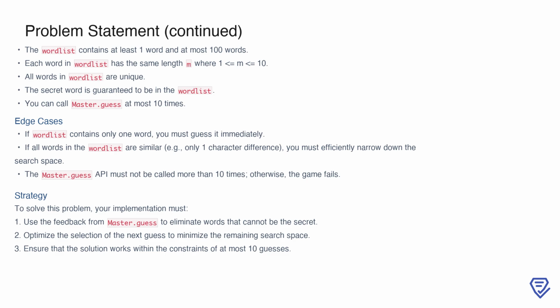For edge cases, if the word list contains only one word, your solution must immediately guess it since it is guaranteed to be the secret. Similarly, if the words in the word list are very similar, with only slight differences, your implementation must efficiently narrow down the search space by leveraging the feedback from the API. To solve the problem, your strategy should focus on eliminating words that cannot be the secret based on the feedback, selecting guesses that minimize the remaining possibilities, and ensuring that the solution works within the 10 guess limit.